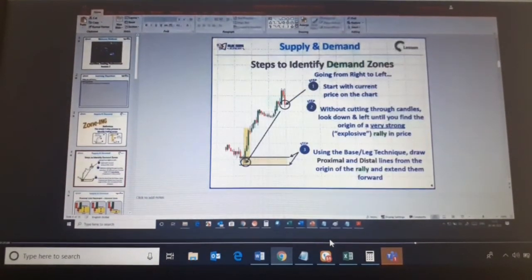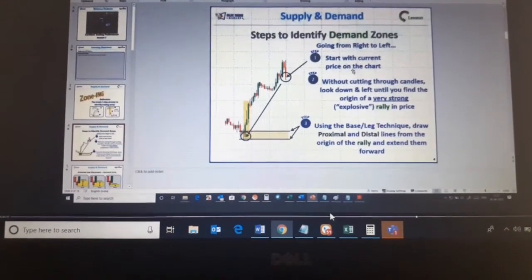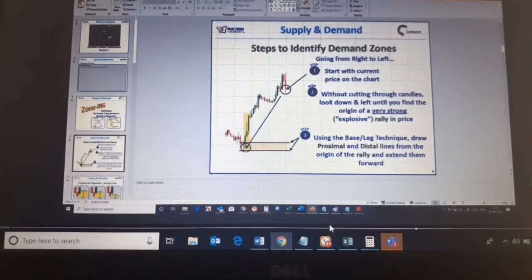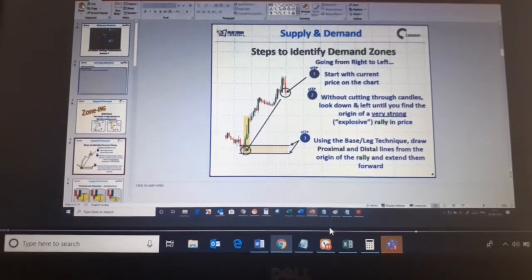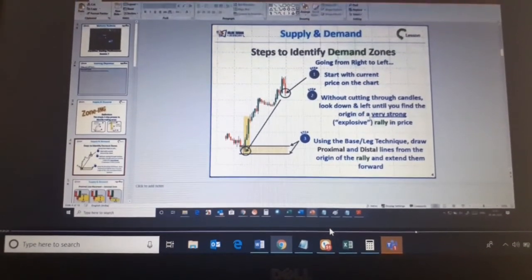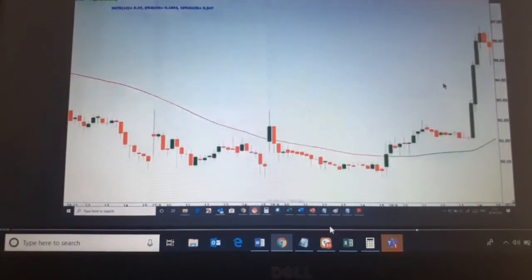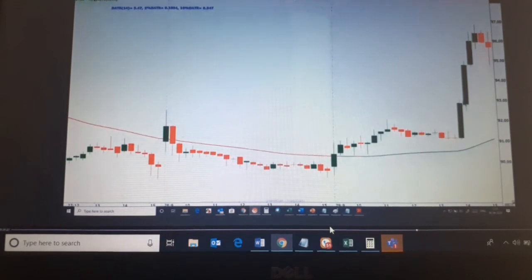So for marking my demand zone, start with the current price on the chart. Guys, you have to mug this up. Without cutting through candles, look down and left until you find the origin of a very strong explosive rally in the price. So this is your second method. So do I see a strong rally in the price?